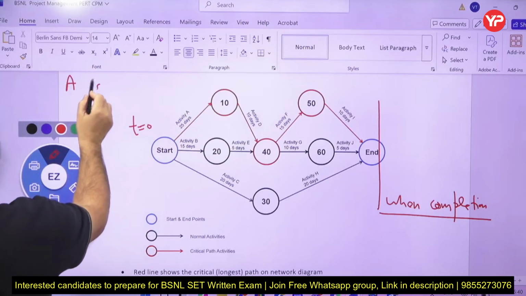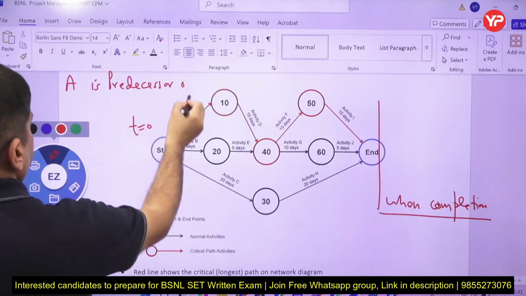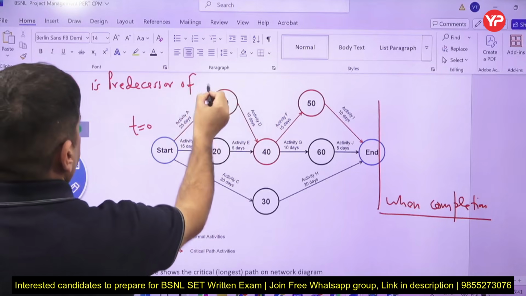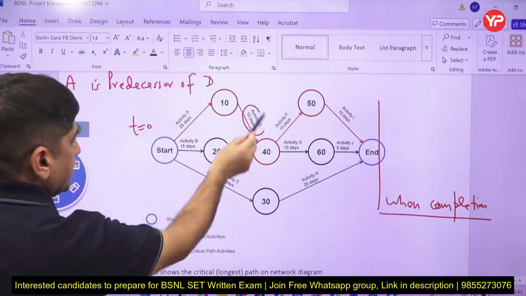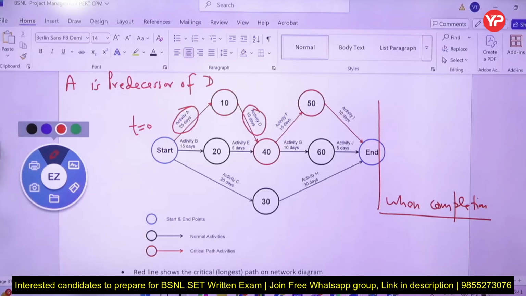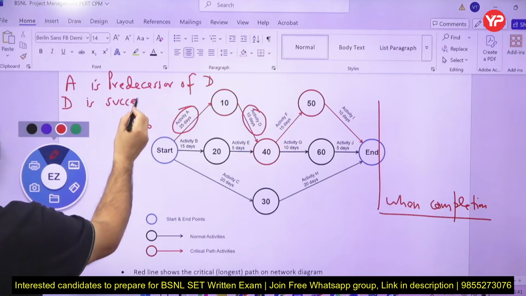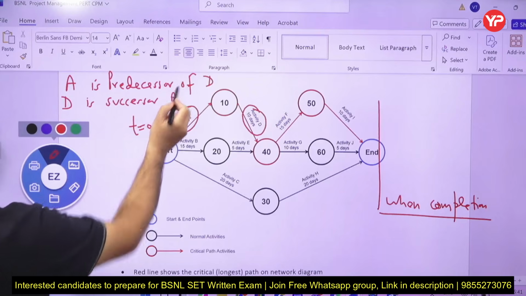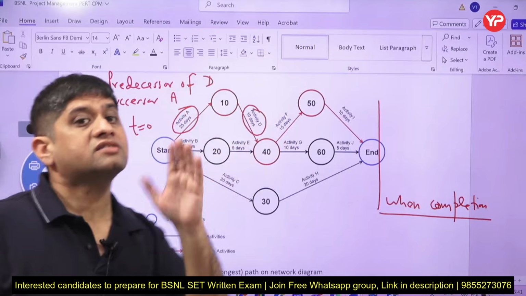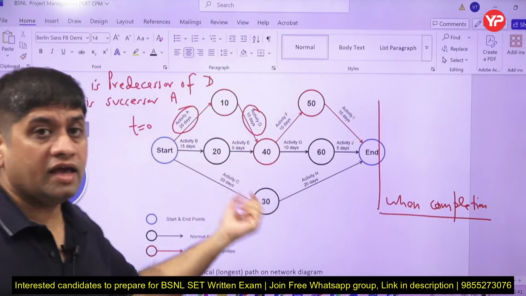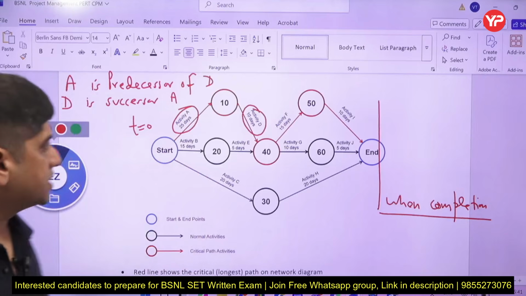Activity A is predecessor of activity D. Understand carefully. Before activity D, you need to complete activity A. You will say activity D is successor of activity A. That means first A, then D. So D is a successor of A. A is predecessor of D. I hope आपको predecessor और successor पता लग गया.